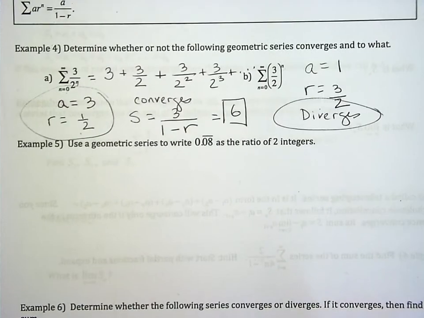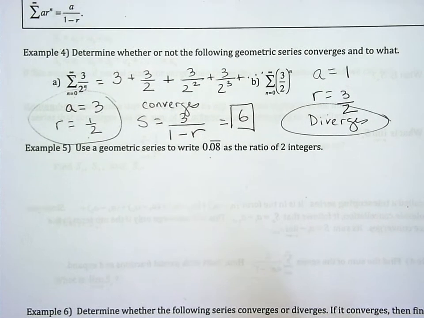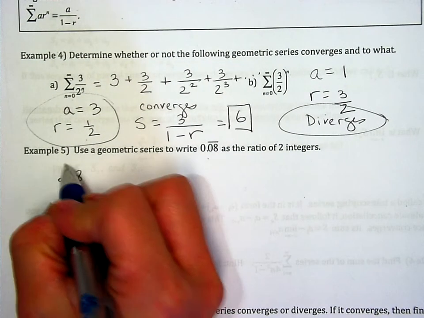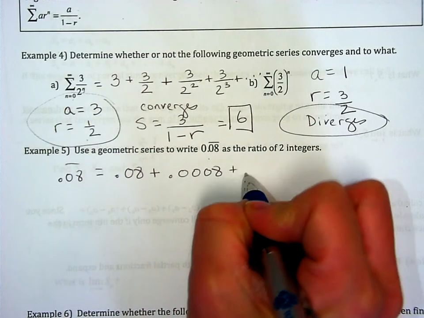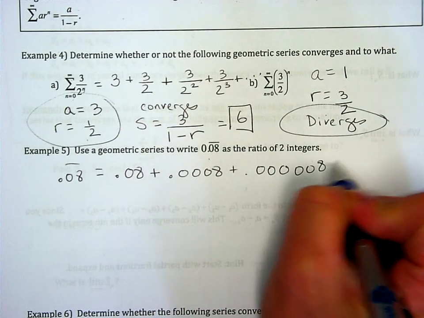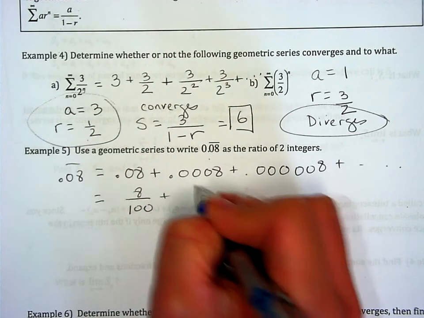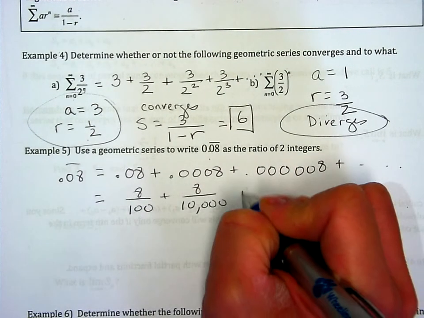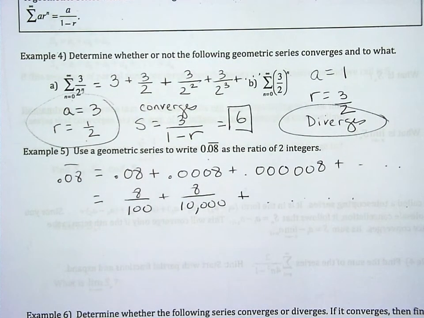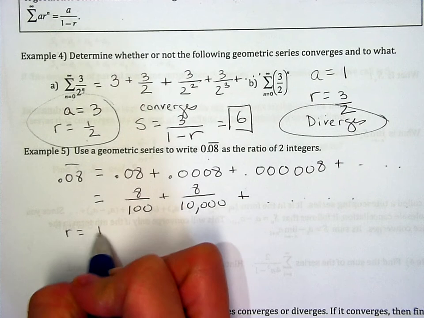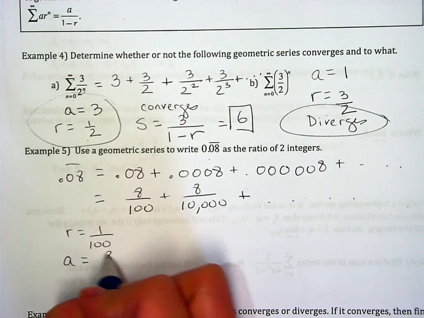One example of a geometric series is basically a repeating decimal. So 0.08 repeating is 0.08 plus 0.0008 plus 0.000008 plus etc. If you write this as a fraction, this is really 8 over 100 plus 8 over 10,000 plus ... So this is really a geometric series because what you're doing every single time is multiplying by 1 over 100. Your first term is 8 over 100.